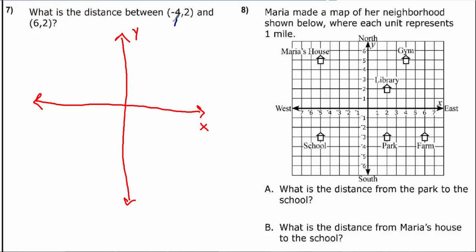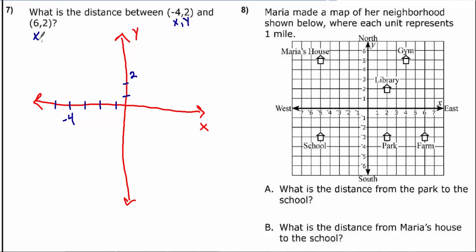Now, this is the x. This is the y. So we need to be able to get to negative 4 on the x. And I didn't measure those perfectly. I just counted out to negative 4. And I need to get up to 2 on the y. There's my 2. That takes care of the first point.